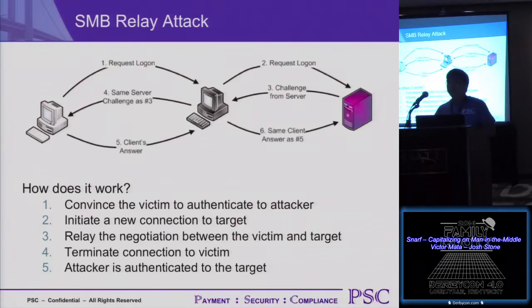Number two is to initiate: once we receive authentication requests, we initiate a new connection to our target. Once that new connection has been established, we relay the authentication process between the victim and the target, back and forth, until the authentication is complete. Once it is complete, we terminate the connection. If you're familiar with SMB relay implementations, you'll notice that from the client side it just says access denied, and then they move on. But on our side, on step 5, we have our end product, which is the authenticated session.